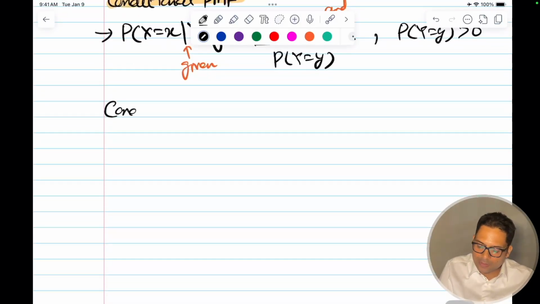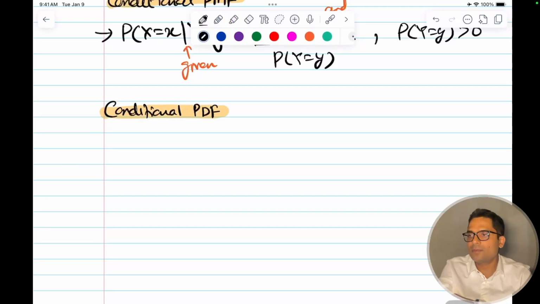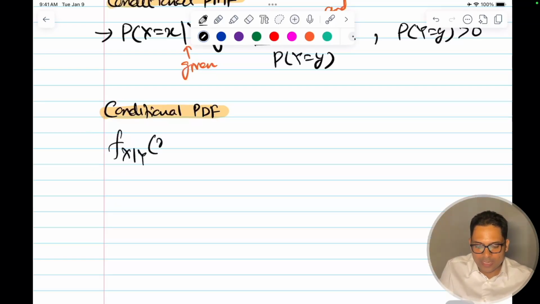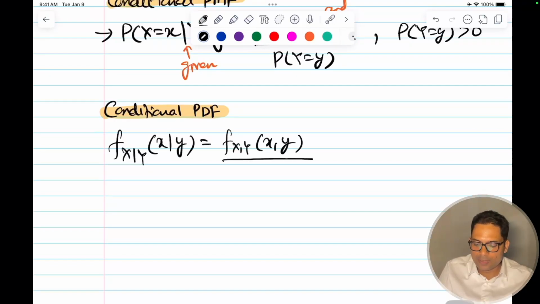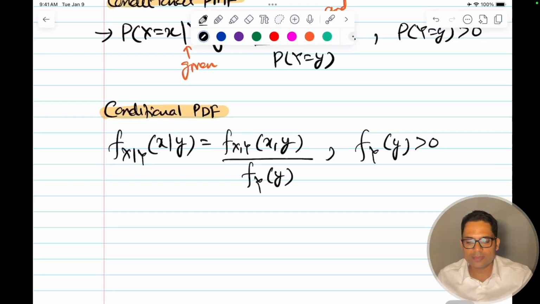And then similarly the conditional PDF will be, what is the value? f of x given y is equal to f of x comma y by f of y of y. Okay, such that f of y is greater than 0.